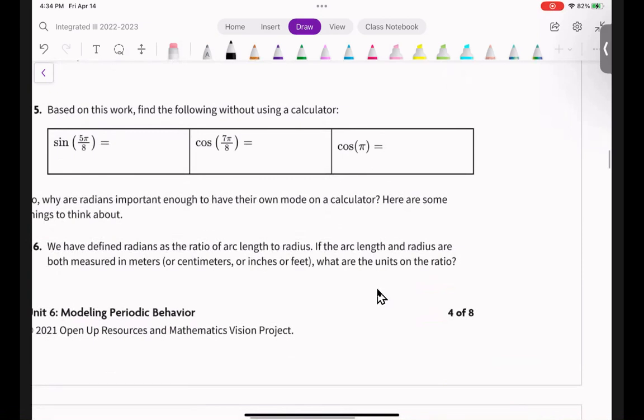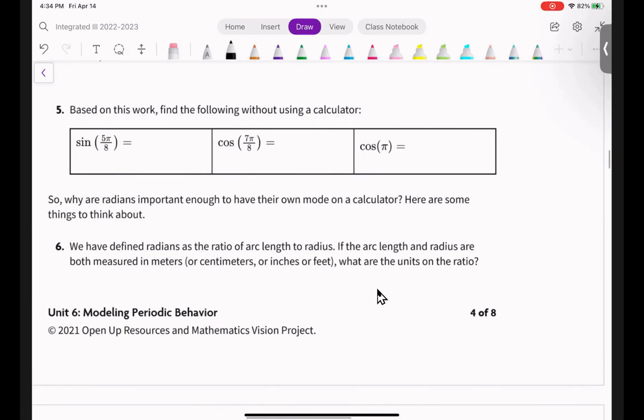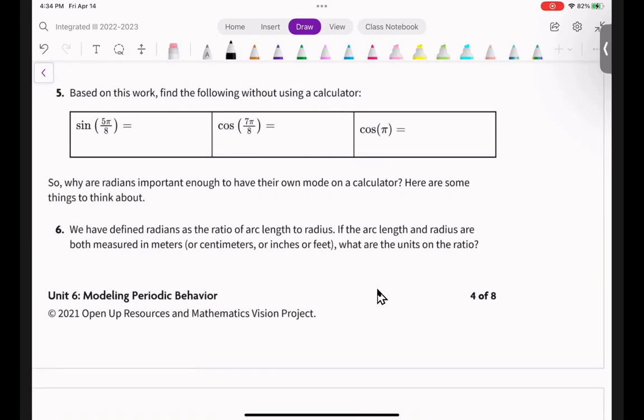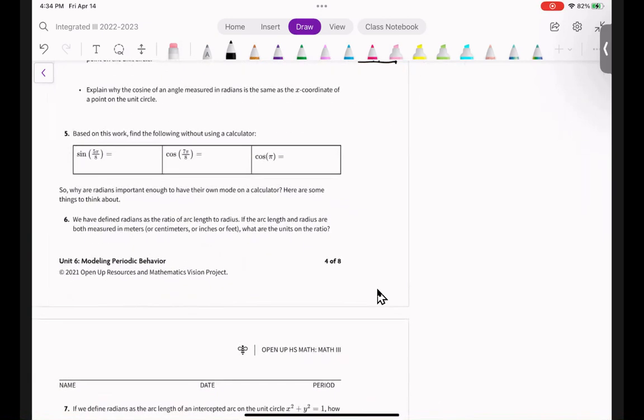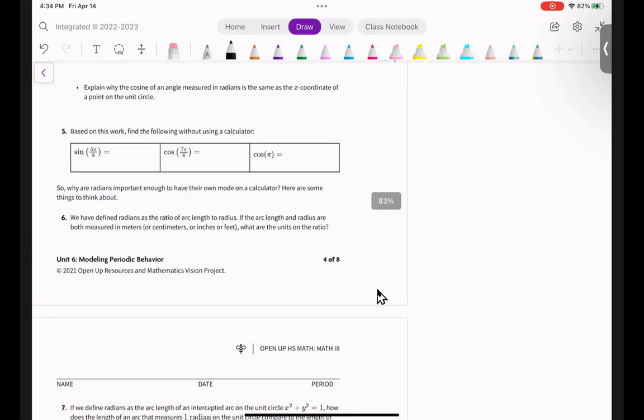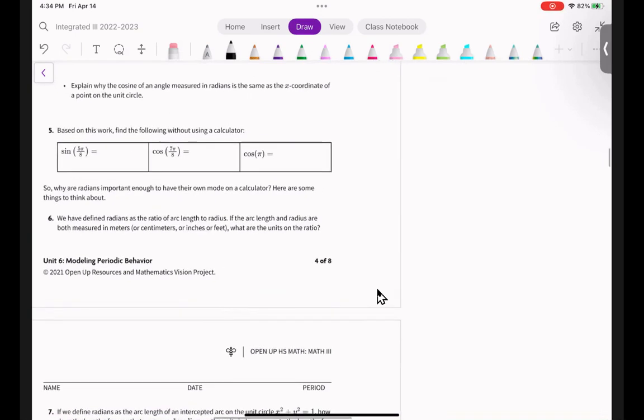Okay, next one. Based on this work, find the following without using a calculator. Find the sine of 5 pi over 8. When I find the sine of 5 pi over 8, the thing that I like to do is draw a little mini crossbar, and I look for 5 pi over 8. If you remember, this is 0, and I want 5 pi over 8.